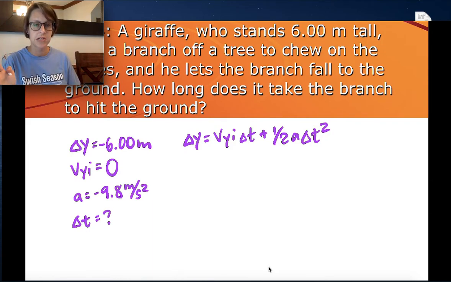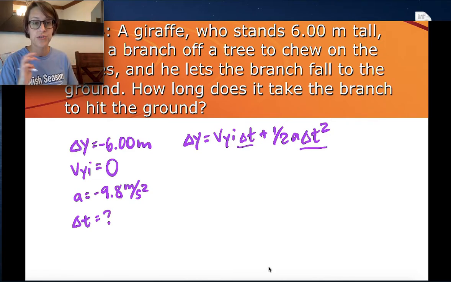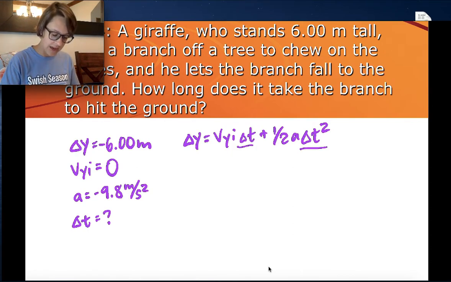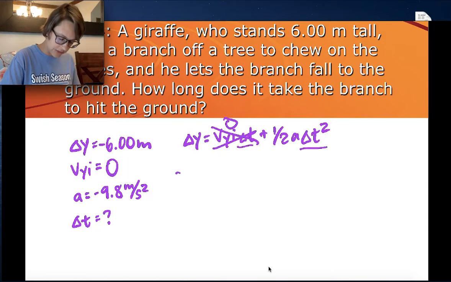So it kind of seems like we have a problem here because not only is t not isolated, we also have t and we have t squared, and those are not the same, right? But it's going to turn out that it doesn't matter because VYI is 0. So 0 times anything will be 0. So I'm just going to cross that out. And now I only have one variable that's missing. Okay? So let's fill them in.